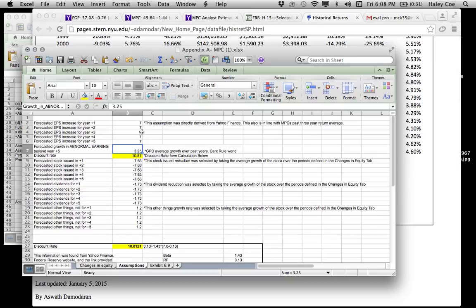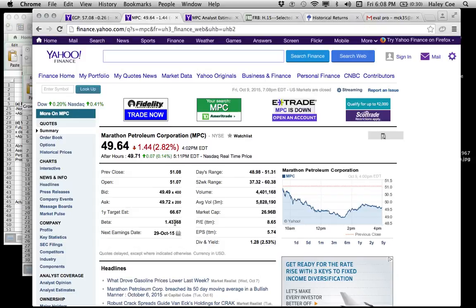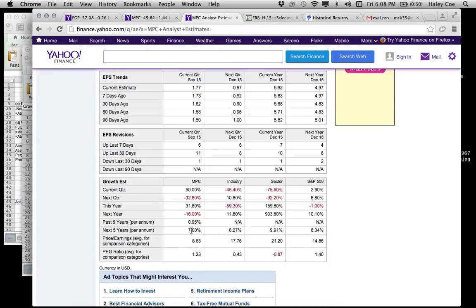I factored in a growth rate of 7, earnings per share of 7. This came directly from Yahoo Finance. As you can see right here, this is a wonderful tool for using analyst opinions for where they think this stock is going to grow. 7.43. You can see 7 right here is what they're saying over the next 5 years. I thought that was a good place to start.